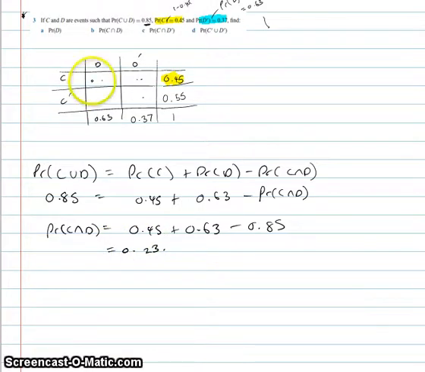That's C and D, so this one is 0.23. That one means that this one has to be 0.4. And now 0.23 plus something is going to be 0.45, so 0.22.